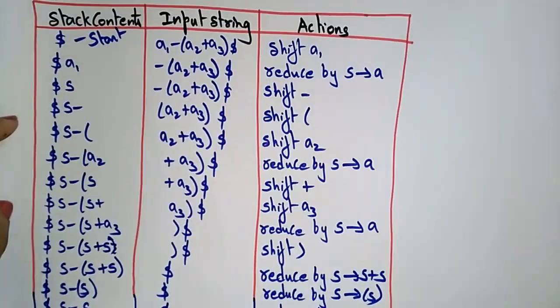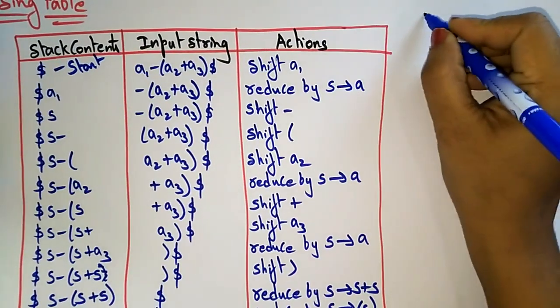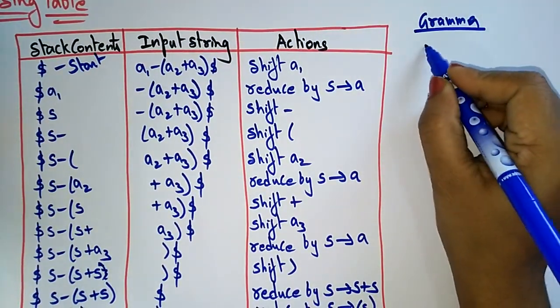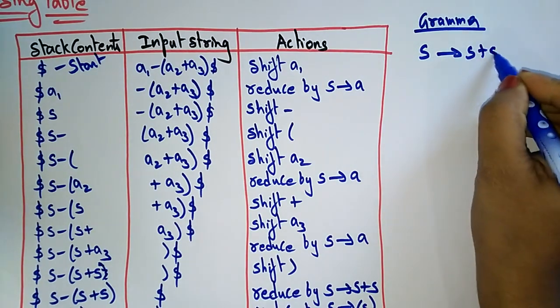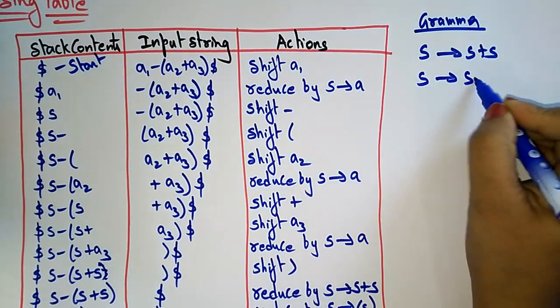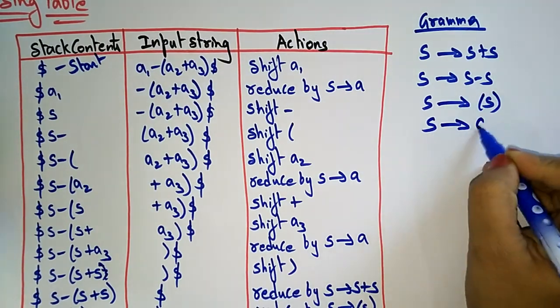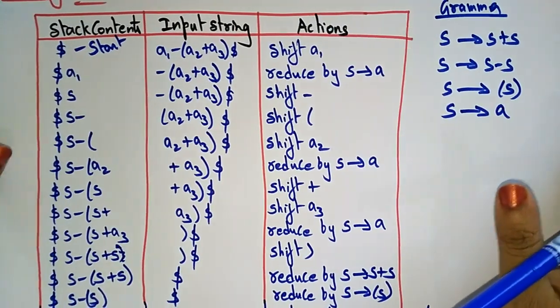Let me write the grammar that we are taking. The grammar is: S tends to S plus S, S tends to S minus S, S tends to S, and S tends to A. So this is our grammar. Now let's see.